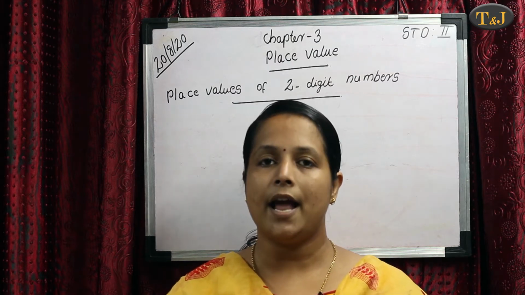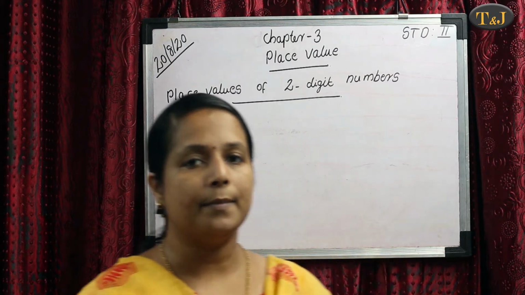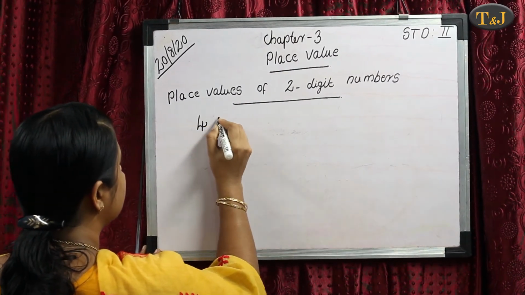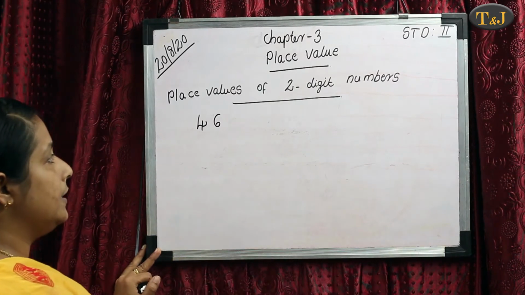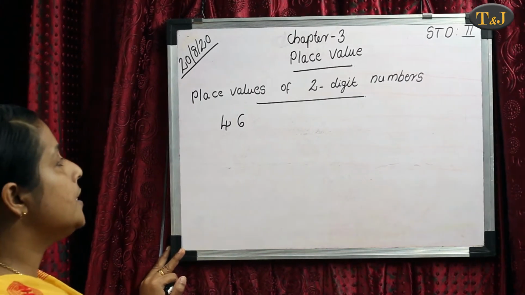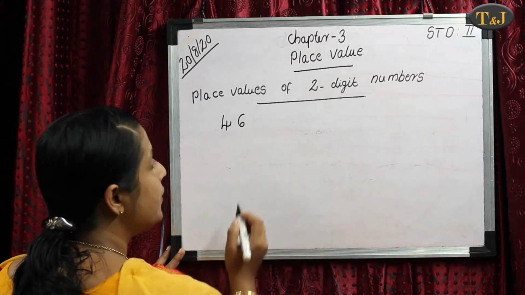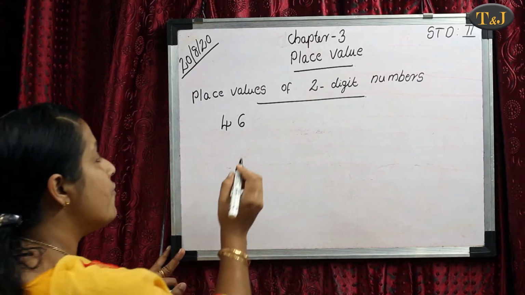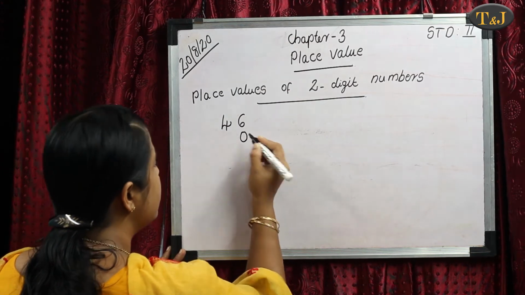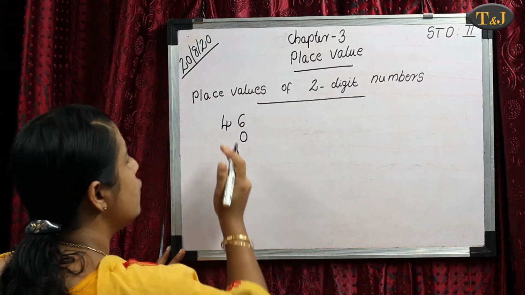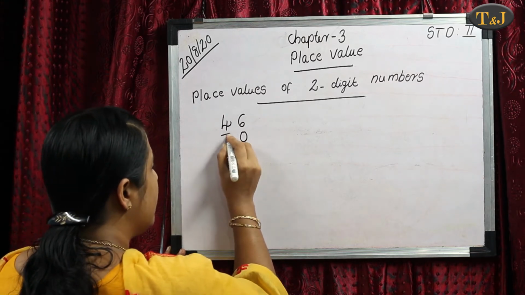I will explain with the help of some examples. Consider the number 46. It is a 2-digit number. First we arrange these digits in place order. That means 6 is in which place? Yes, 6 is in ones place, so we write ones. And 4 is in which place? Ones, after which place? Tens place. So 4 is in tens place.